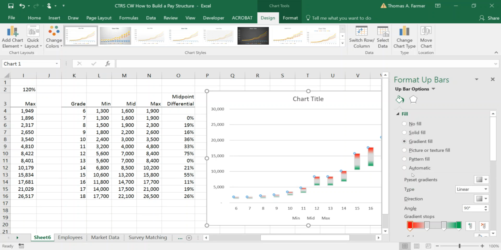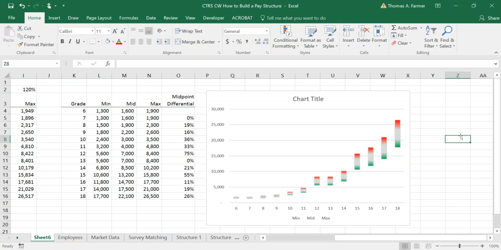And then let's put some shading into the structure. I kind of like to put red up at the top, green at the bottom, and gray in the middle. So I'm not going to do any further. I just want you to see that the midpoint progression is really uneven. However, the salary range midpoints are very accurate to the market values for the jobs in that grade. So there's a simple pay structure.